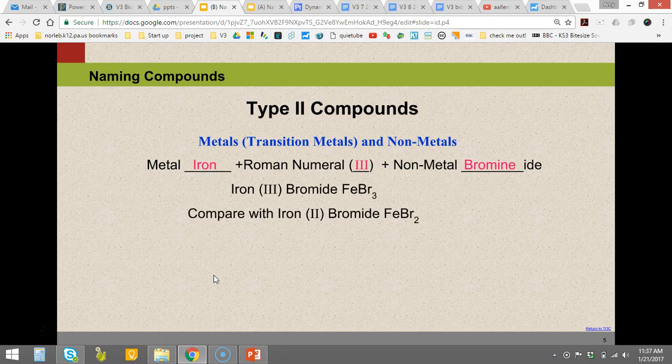So again, to name type 2 compounds, name the metal, in this case iron, add the Roman numeral to indicate its charge, and then name the nonmetal with the IDE ending. So if we have FeBr3, that becomes iron(III) bromide. Compare that with FeBr2, that would become iron(II) bromide.